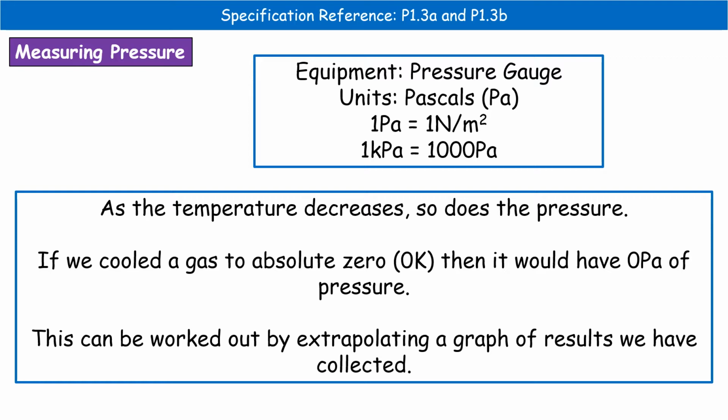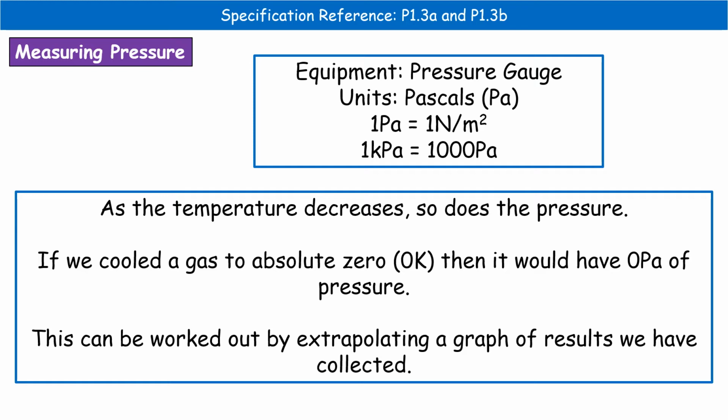If we think about temperature decreasing, then pressure will decrease, because what we're doing there is we're actually slowing down our particles, so there are going to be less frequent collisions, so a lower pressure. If we had the ability to cool down that gas to absolute zero, so 0 degrees Kelvin, then it would have a pressure of 0 pascals, because at that point the particles are just not moving.